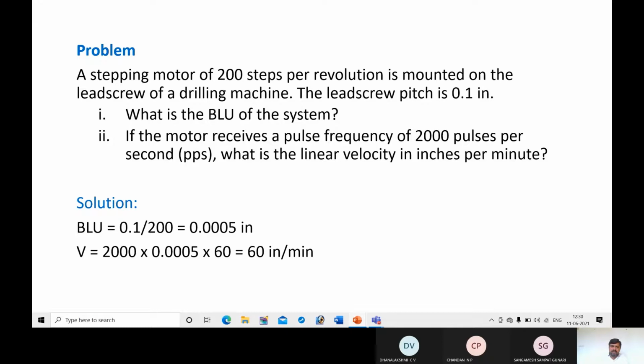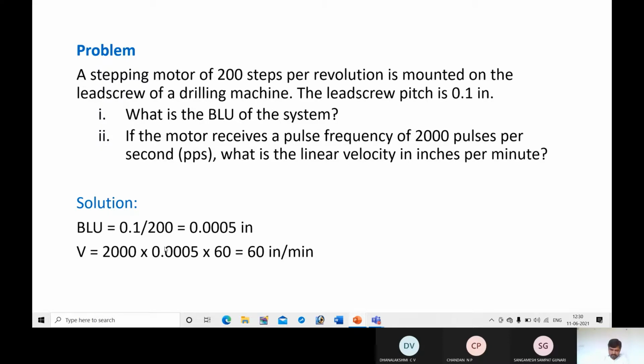That itself is the basic length unit, that you can find: 0.1 divided by 200. So there are 200 incremental positions which will result in one revolution. Similarly, in the linear movement also, in order to achieve this 0.1 inches linear movement, there are 200 incremental positions. It will start from 0.0005.